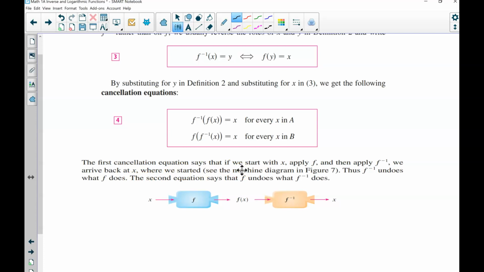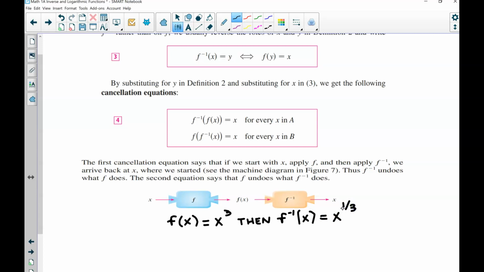So again, let's take a look at an example. If we said that f of x is equal to x cubed, then we stated earlier that f inverse of x is equal to x to the 1/3.